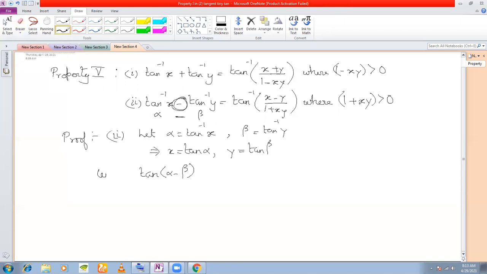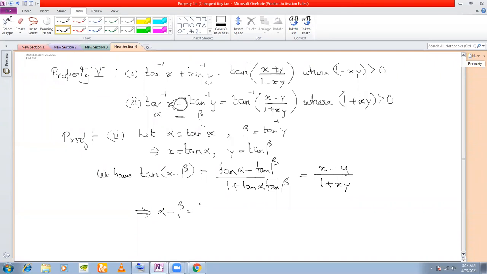So we have tan(alpha minus beta) is equal to (tan alpha minus tan beta) by (1 plus tan alpha tan beta). Now put the values of tan alpha and tan beta. If you put the values, you will get (x minus y) by (1 plus xy). So tan(alpha minus beta) is equal to (x minus y) by (1 plus xy). That means alpha minus beta must be equal to tan inverse of this, from the fundamental property of inverse trigonometric functions.